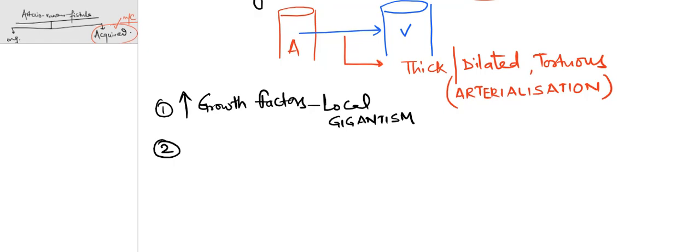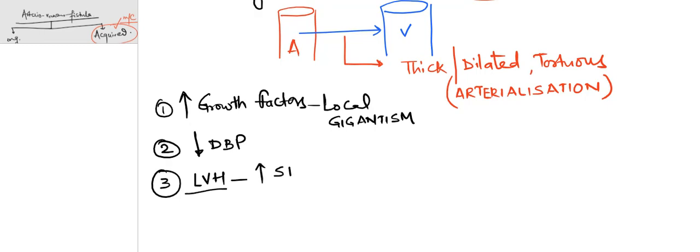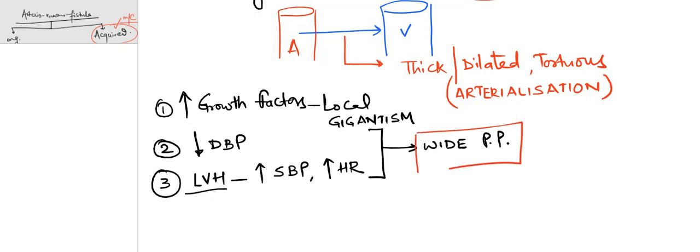Second, since blood is directly shunted away from the artery, there is a fall in the diastolic blood pressure. Combine this with the fact that the left ventricle is now receiving more venous input. Because of this, there is a left ventricular hypertrophy that leads to an increase in systolic blood pressure as well as an increase in heart rate. These two factors combined contribute to a wide pulse pressure. Note this as an important point: patients with AV fistulas have wide pulse pressure, and now you know the reason why.